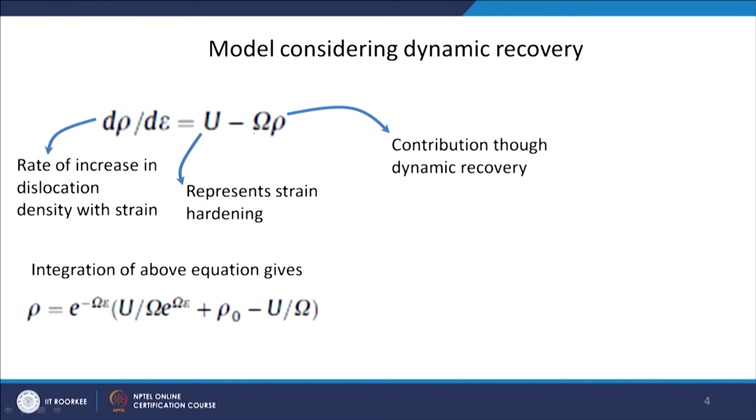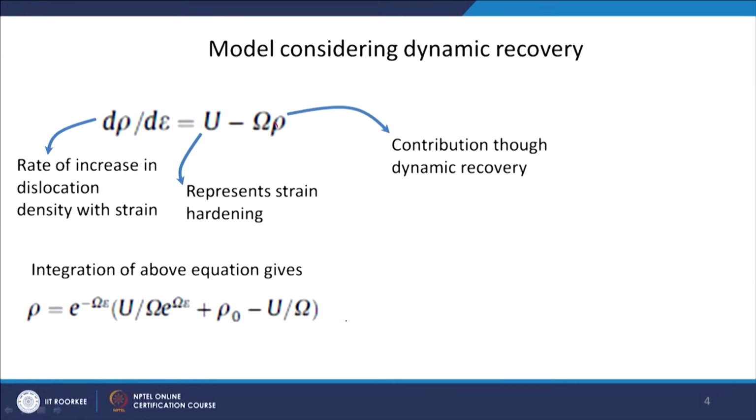So, that is why it is in negative term, as recovery will take place, the dislocation density will decrease. So, the rate of dislocation density increase as a function of strain should have a negative influence on that. Okay. Now, if you integrate the above equation, you get the rho terms in this form, that is how rho will change as a function of strain.